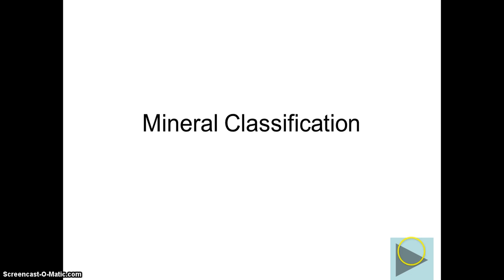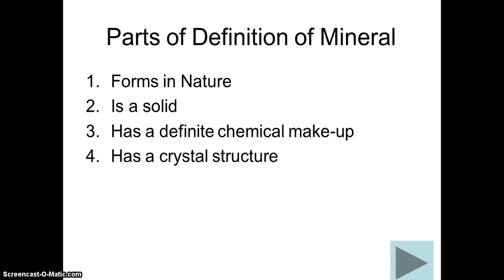The first thing we need to know is what is a mineral. So, you should write this down for the definition, but here are parts of the definition of a mineral. There are 4 parts. First of all, it is naturally forming. It forms in nature. Second, it's a solid. 3, it has a definite chemical makeup. So that means that it has basically a chemical formula, and we'll talk more about that, but it basically means that it's definite and it doesn't change around.